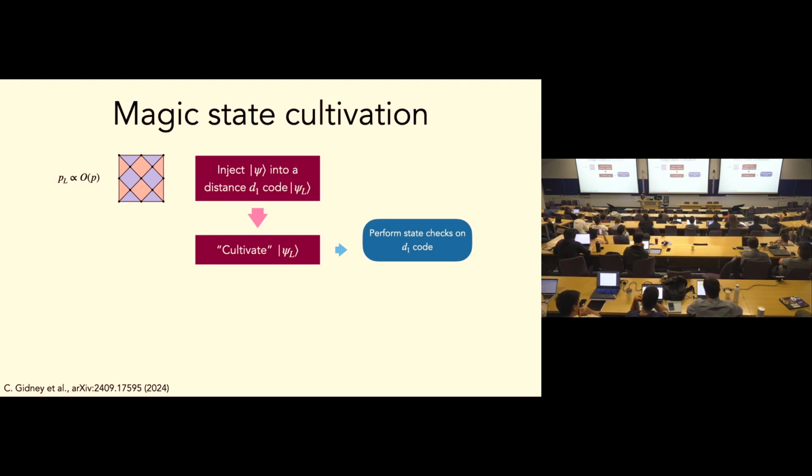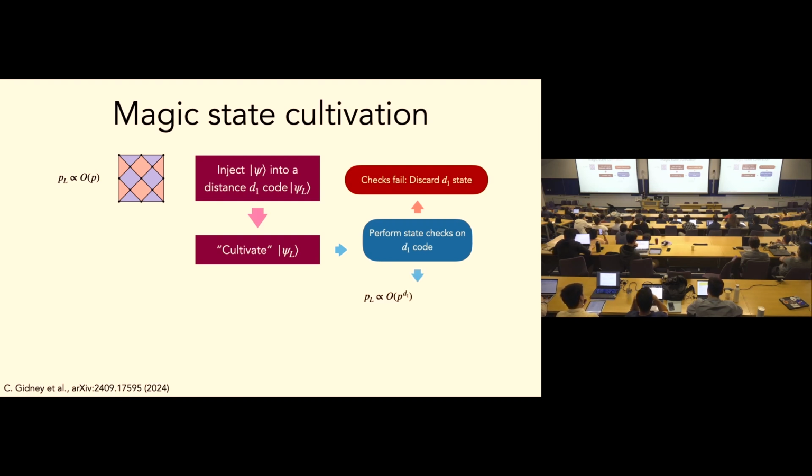Basically, you're checking whether the state you actually encoded into the code is the state that you wanted to or not. If any of these checks fail, you discard the small code and you restart the process. In the situation that your checks all succeed, there are 2 possible outcomes. Either you've actually produced the state you wanted to, or there are at least D1 errors that occurred in order to give you the impression that you've succeeded while failing.